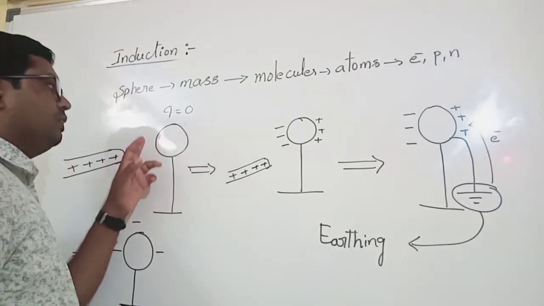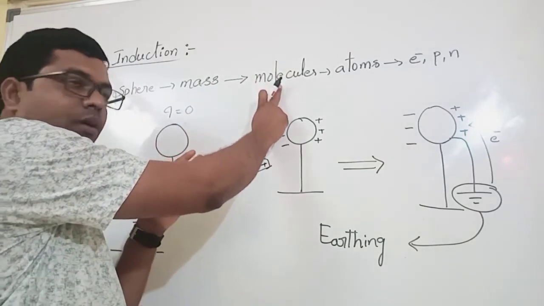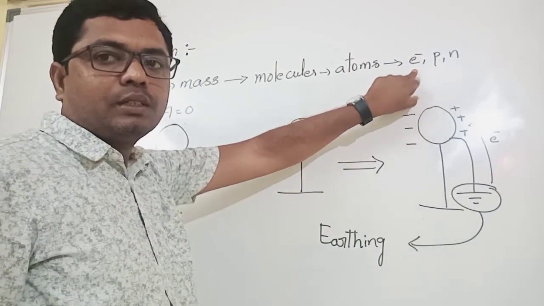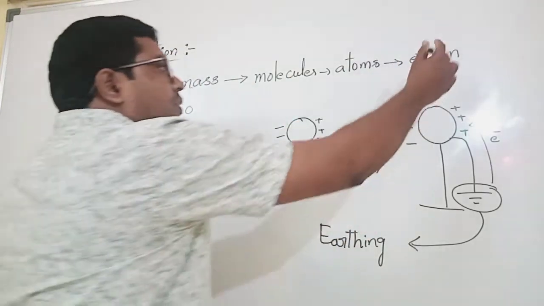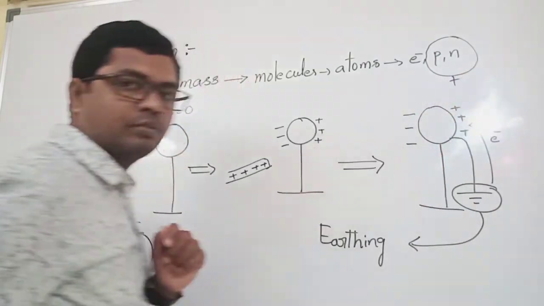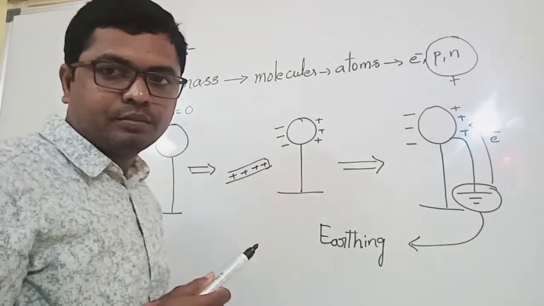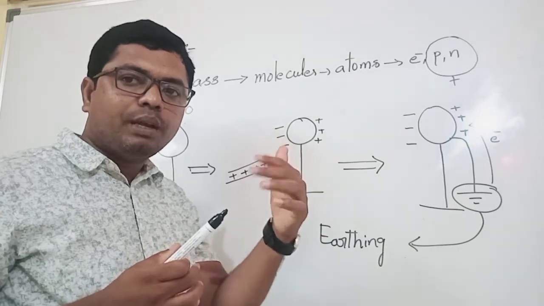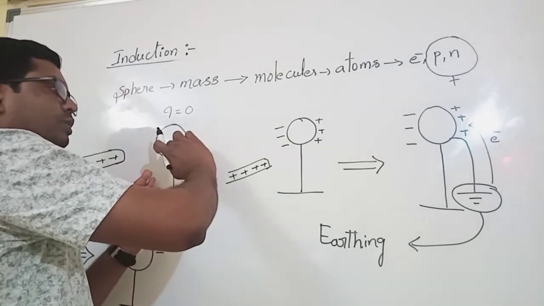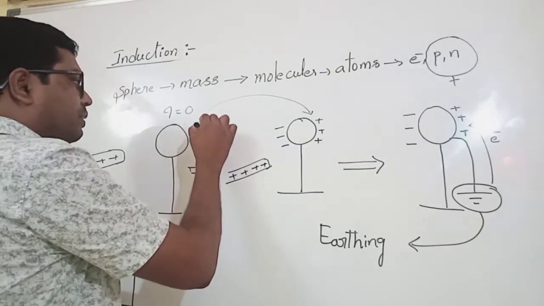Because this is a sphere, it is associated with mass. Mass is made up of molecules, molecules of atoms, and atoms consist of electrons, protons and neutrons. The protons and neutrons are imprisoned in the nucleus, which is nothing but positive. This positive and the rod's positive repel each other, so those positives go to the other side by repulsion.